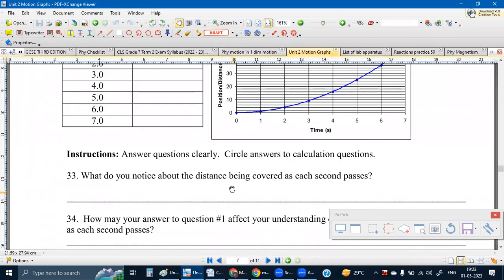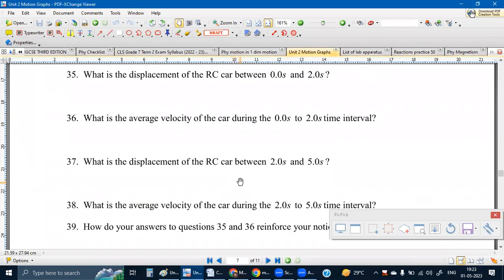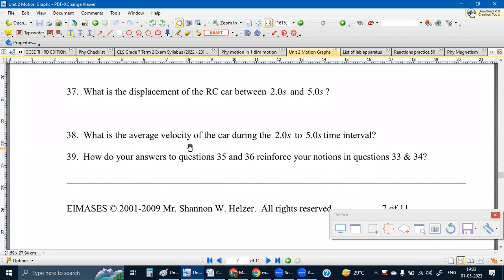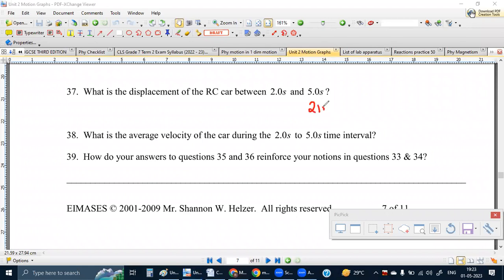The next part. What is the average velocity of the car during 2 to 5 seconds? 2 to 5 seconds. Okay. I've just written over here. The displacement is 21 meters. So this will be 21 meters divided by 3 seconds, which is 2 to 5. So this is going to be 7 meters per second. This is the answer to question 38.